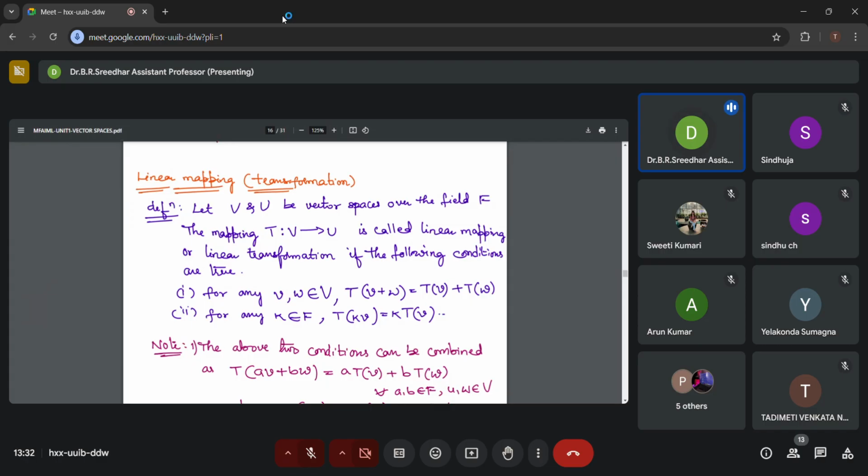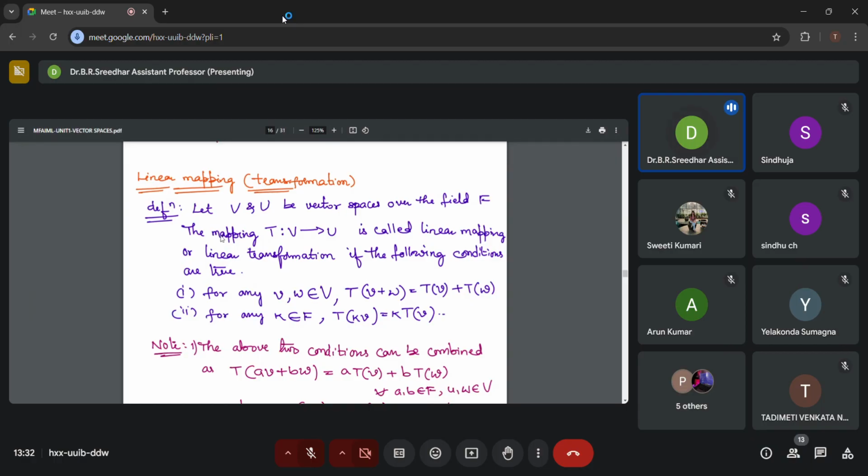Number three is called a rank. Number four is called a what? We can say nullity. Null space is different. Nullity is different. Please be clear about the basic terminology of the vector spaces.